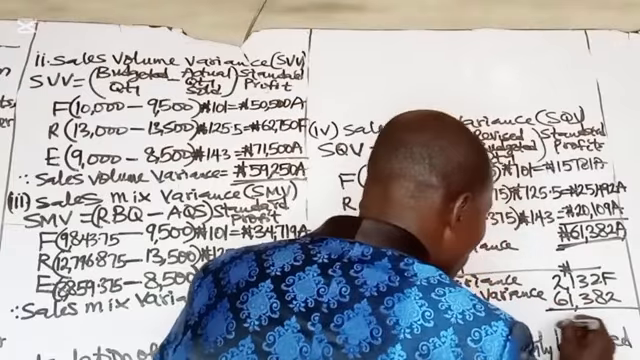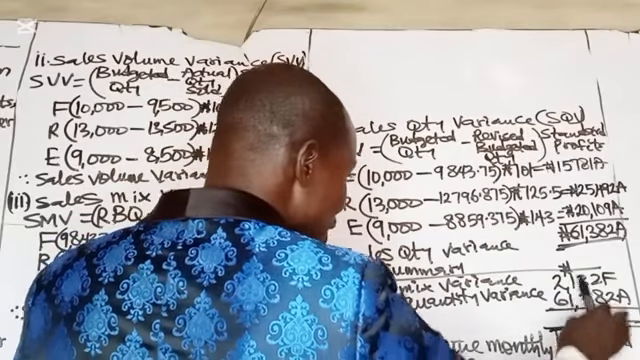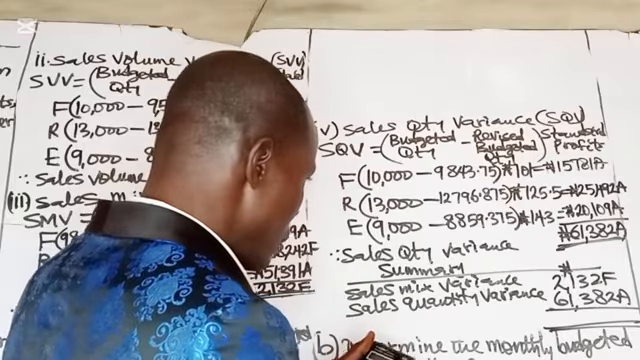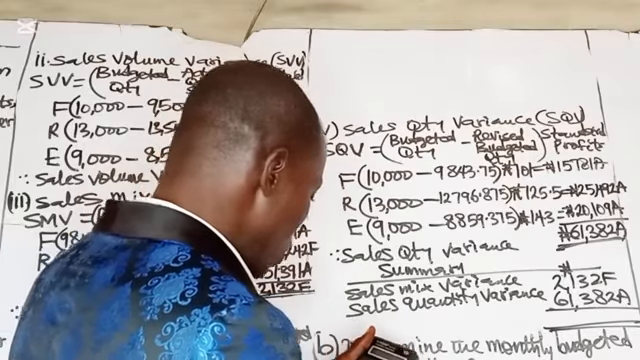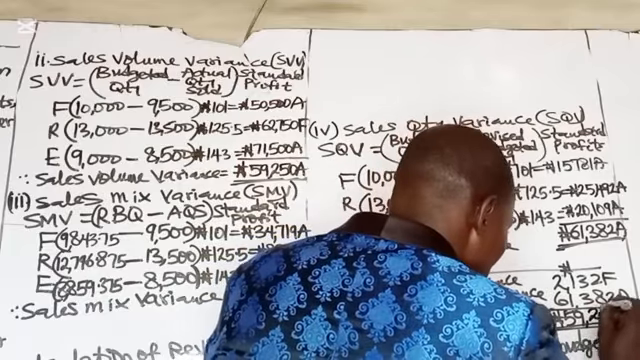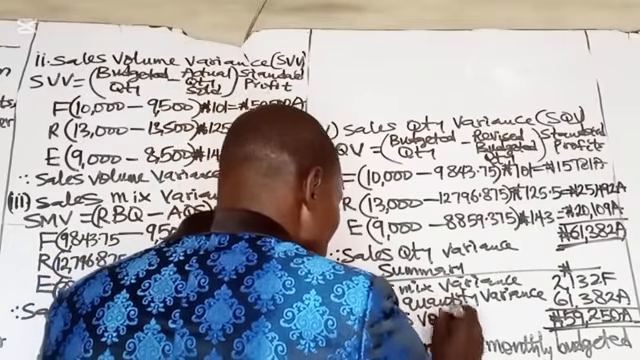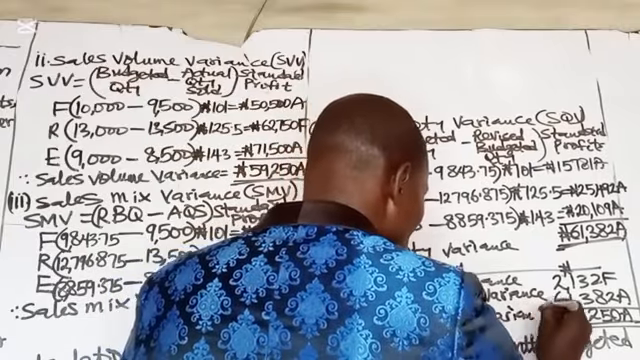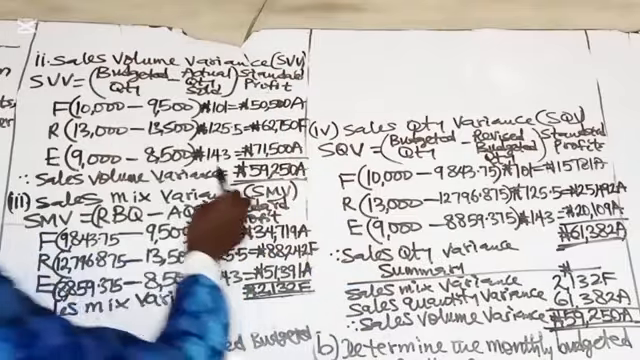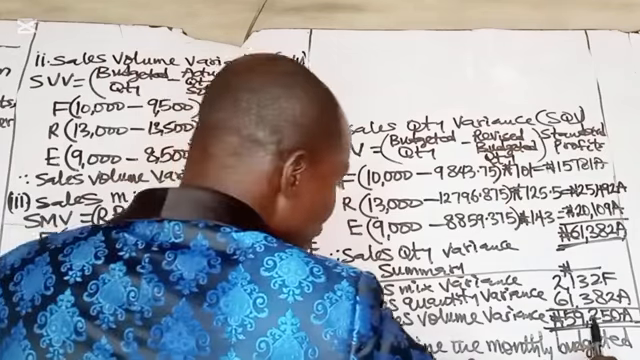If you sum up the two variances, this is an adverse variance. Remember, you net them because adverse is greater than favorable. You subtract favorable from adverse. 61,382 minus 2,132. So you have 59,250 adverse. Therefore, this is the sales volume variance. If you confirm, you can see that our sales volume variance is 59,250 adverse. So we shall agree with the result obtained here.